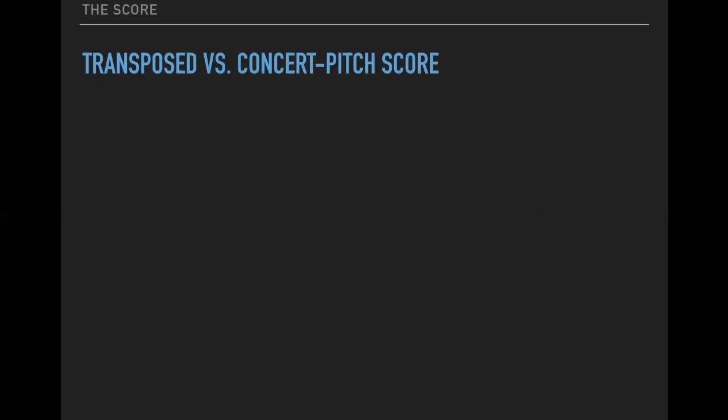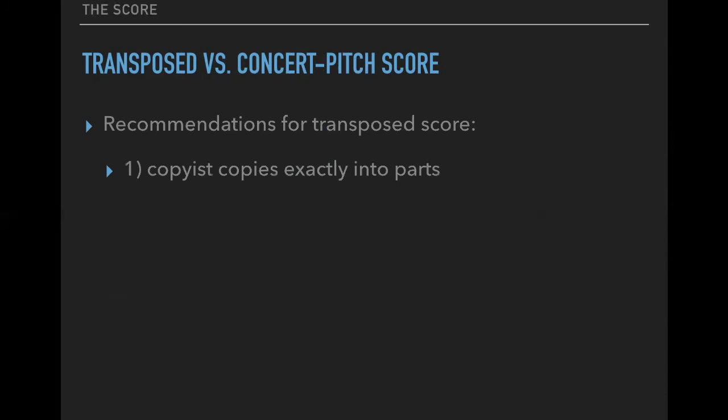Okay, transposed versus concert pitch score, so meaning a score in C. So the recommendation in general is to use a transposed score. And why is that? Well, the copyist copies exactly what it sees into the parts, so there's no confusion. Well, that's nice, but do we use copyists much anymore? Well, not so much. Every now and then I am hired to, let's say, take an orchestral piece and maybe there's some missing parts. Well, then I would be copying from a score to parts. That does happen.